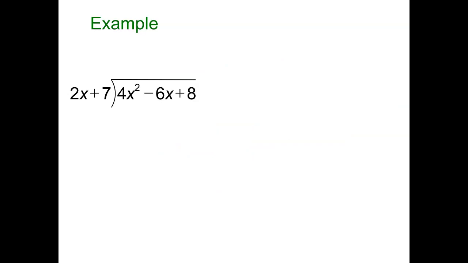Okay? Let's do it again. First step. 4x squared divided by 2x. It gives me what? 2x. Where am I going to put that 2x? Above the negative 6. Good. Step 2. Good. Multiply. 2x times 2x. 4x squared. 2x times 7.